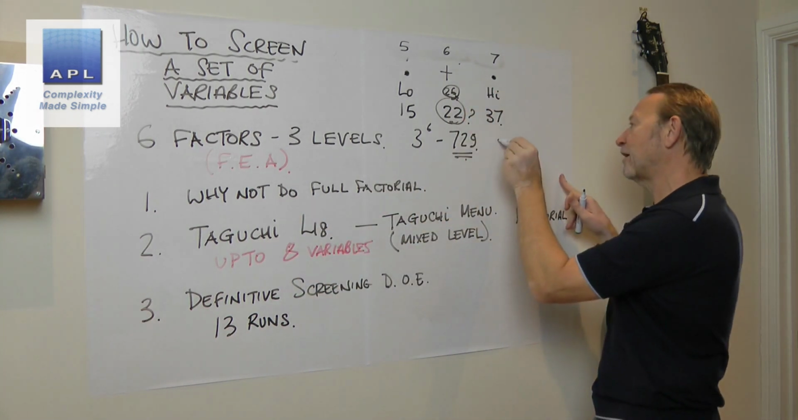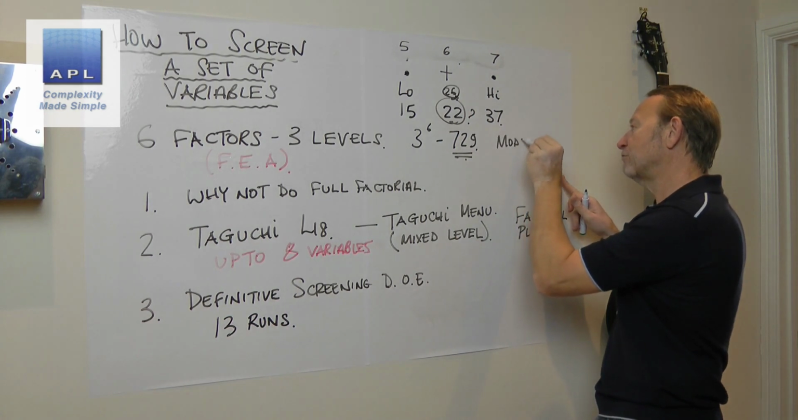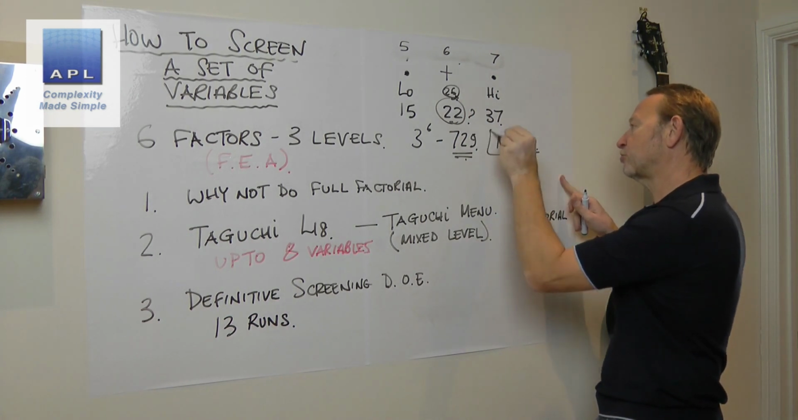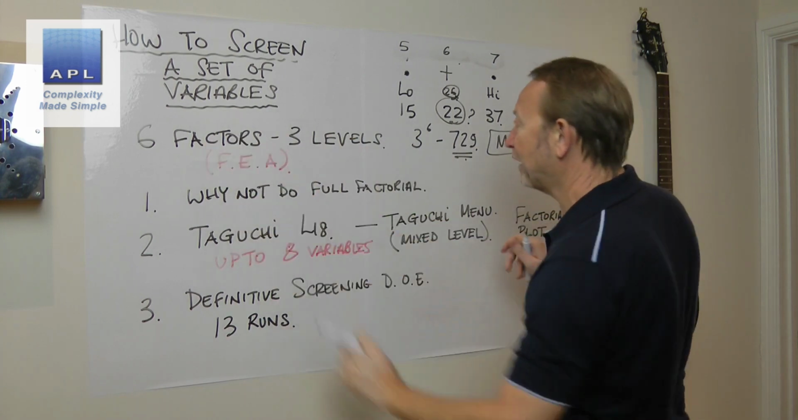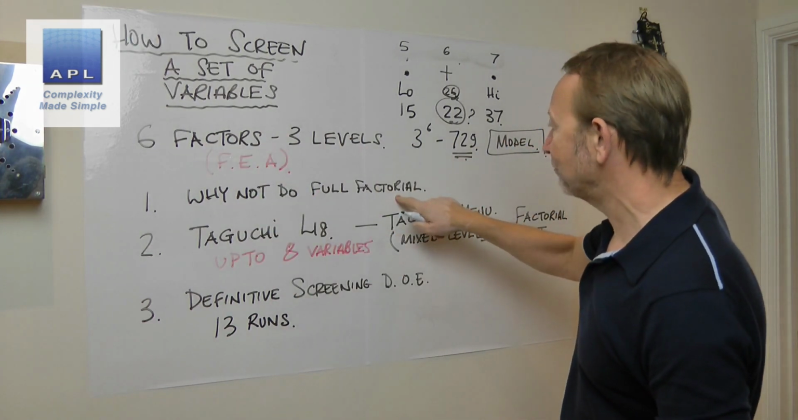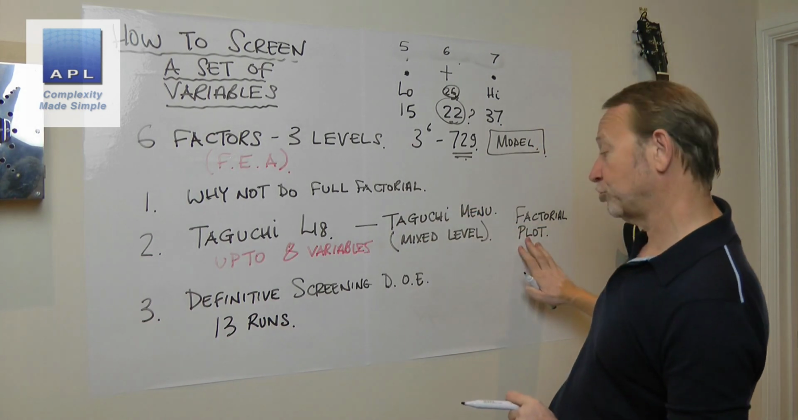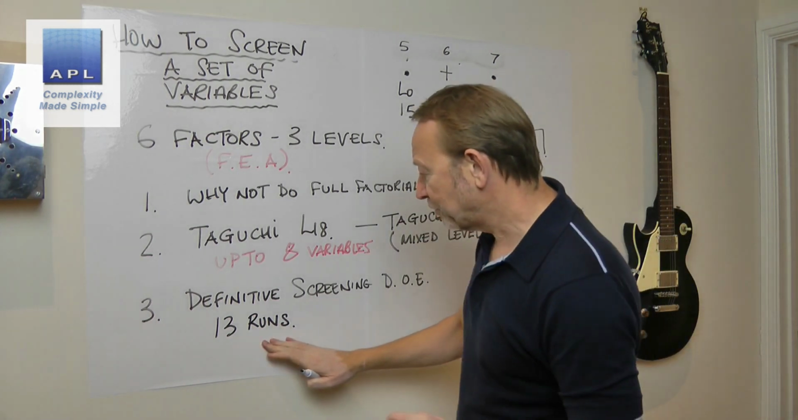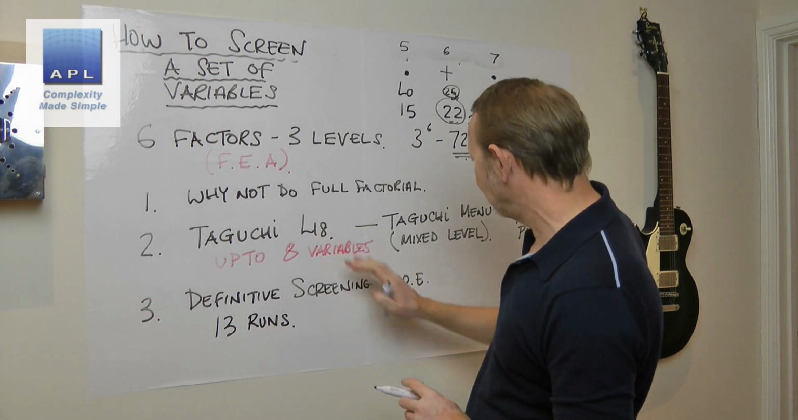By the way, up here, you could model. All right, so you're not screening. If you do the full factorial, you're gonna model this. Okay, so that's important to know the difference. We're just using graphs here. So 13 runs or 18 runs.